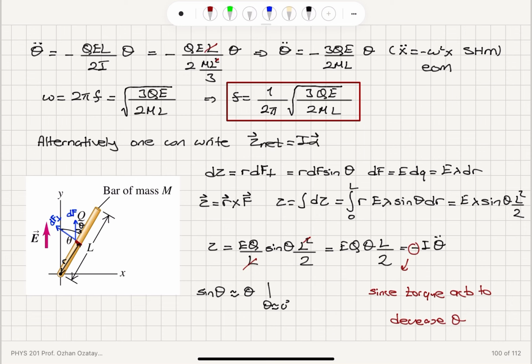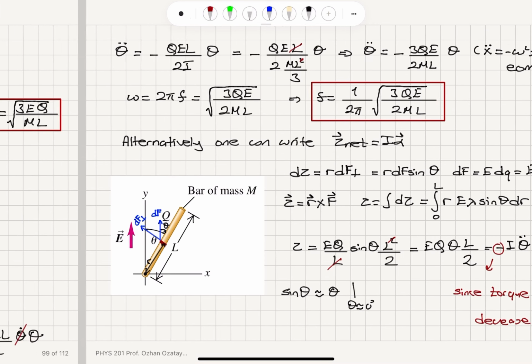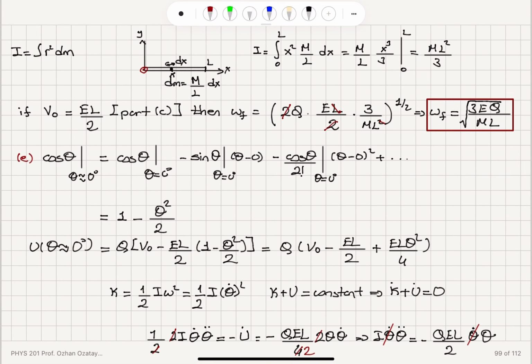So we obtain the same equation of motion. You can see here, this is the same equation of motion. Therefore, we have the same solution. So we could choose to follow the torque approach or the energy conservation approach.